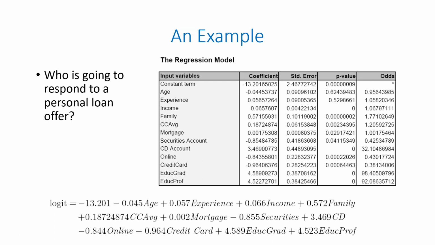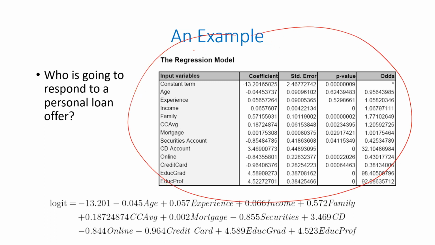Suppose that a bank is trying to build a logistic regression model that can be used to predict whether a customer is likely to respond to a personal loan offer or not. Using the dataset, the computer software produces the following result. The table here includes 5 columns. The first column lists the 12 predictor variables and the constant value.